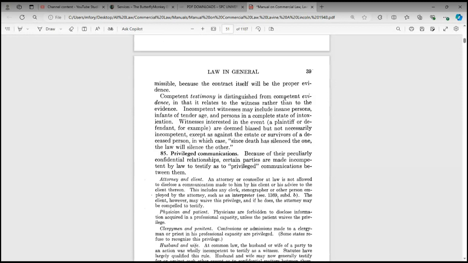Competent testimony is distinguished from competent evidence in that it relates to the witness rather than to the evidence. Incompetent witnesses may include insane persons, infants of tender age, and persons in a complete state of intoxication. Witnesses interested in the event, a plaintiff or defendant, for example, are deemed biased but not necessarily incompetent, except as against the estate or survivors of a deceased person, in which case, since death has silenced the one, the law will silence the other.